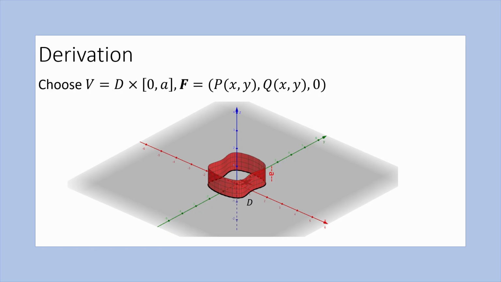Now, to simplify the application of the divergence theorem, we define a vector field F equals P(x, y), Q(x, y), 0. Notice that this vector field has no z component. It only lies in the xy plane. This choice is intentional. By giving it no vertical flow, we ensure that the divergence only depends on the x and y directions.